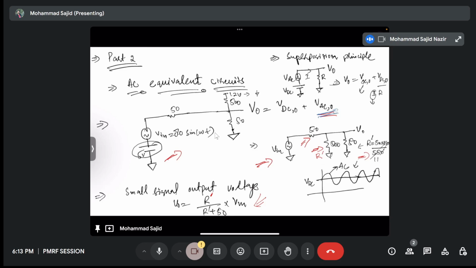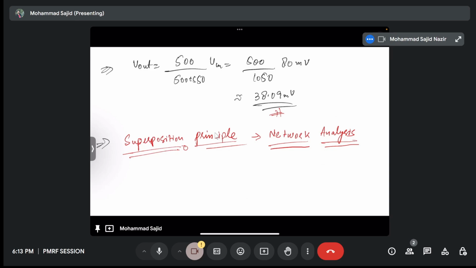So this is my circuit. The 50 and 500 ohm will be in parallel for AC, and I will then get from the voltage divider V naught as R dash divided by R dash plus 50 multiplied by V in, where R dash is 50 parallel 500. Simple. So you use the superposition principle in this network analysis.